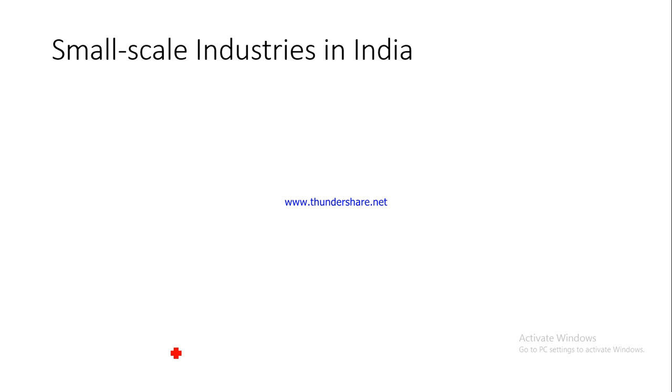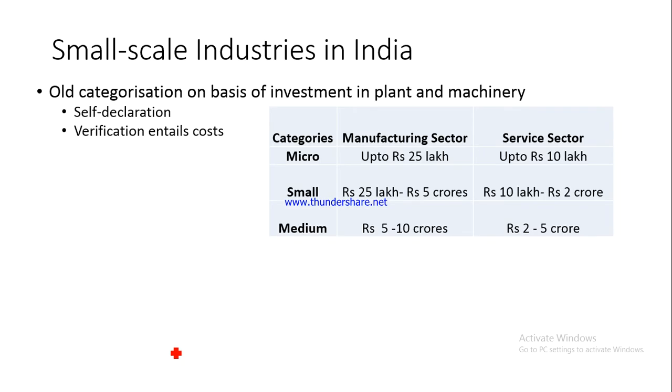Now let us talk about small scale sectors in India, small scale industries in India, right? So earlier we used to categorize these small scale industries in India on the basis of investment that has been made in these units, in the plant. What do we mean by plant here? The factory, the machinery that is there in the factory. So what is the amount of investment in these was used as a scale to decide whether it is a micro enterprise, the smallest ones, the small enterprise, or the medium scale enterprise.